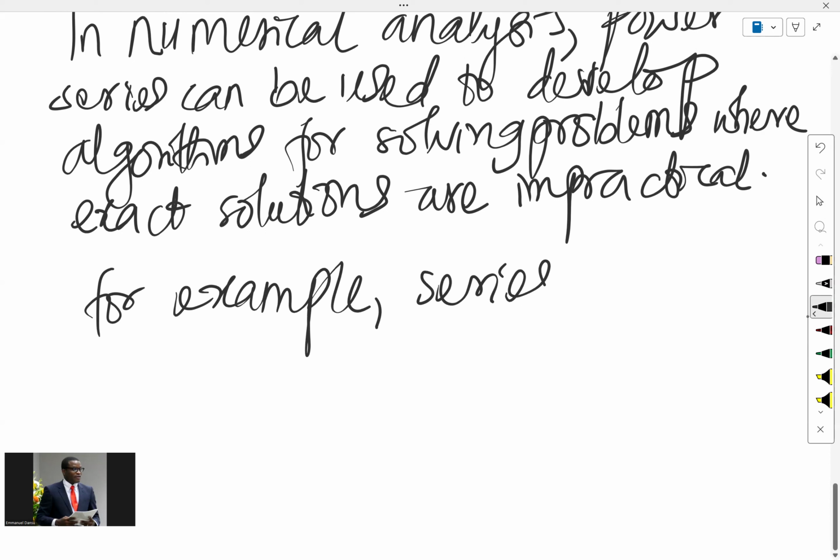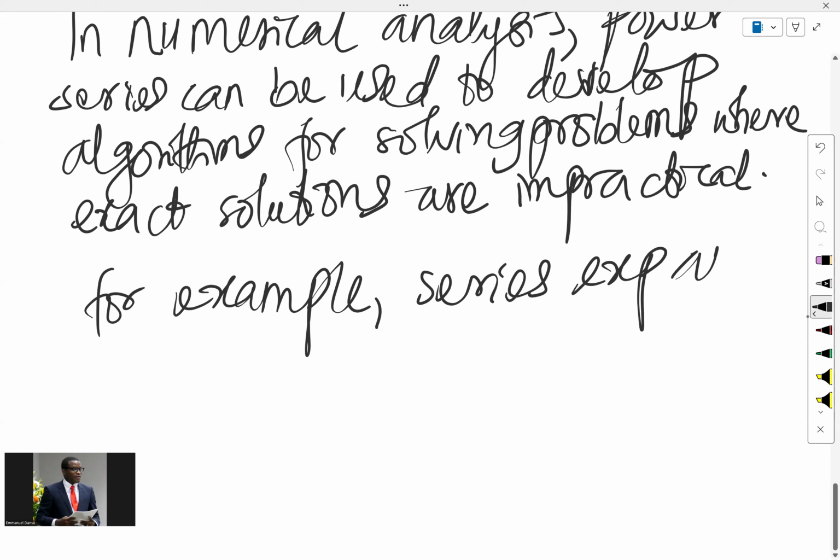For example, series expansions are used in iterative methods for solving nonlinear equations and in numerical integration. Numerical integration is where you use things like the trapezoidal rule, Simpson's rule, and all that.